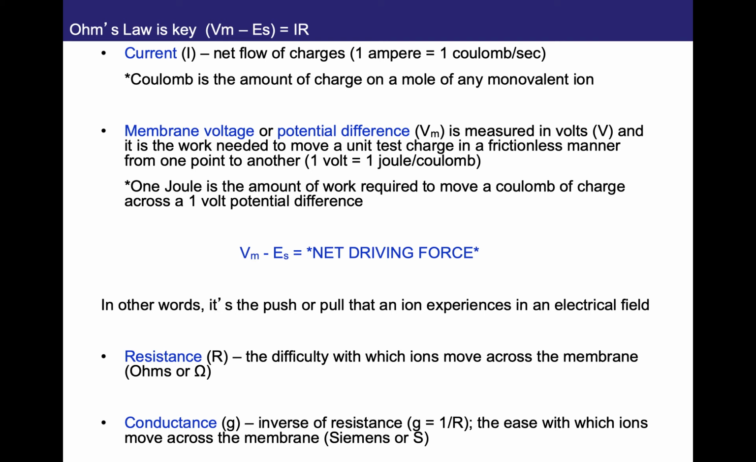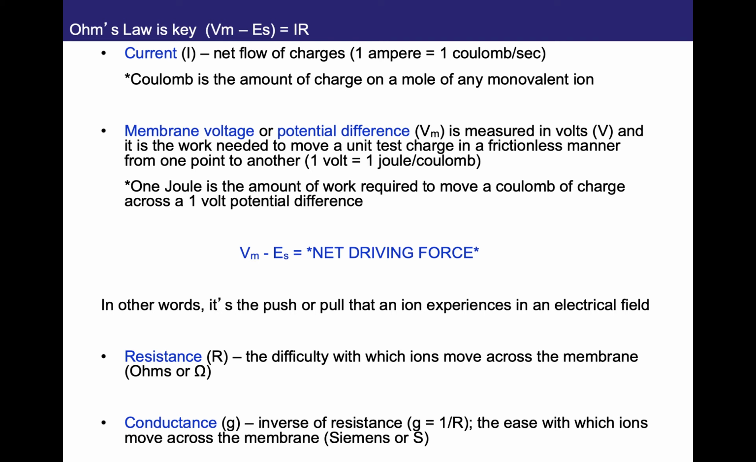Now we need to think about it in electrical terms. Current, again, is that net flow of charge. 1 amp is equal to 1 coulomb per second. And the coulomb is the amount of charge on a mole of any monovalent ion, or a divalent ion like calcium, which is going to have 2 charges associated with it. So again, this is the net flow of charge, and it can be measured in amps. Voltage is the driving force.